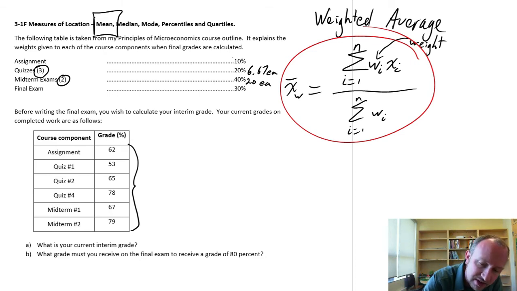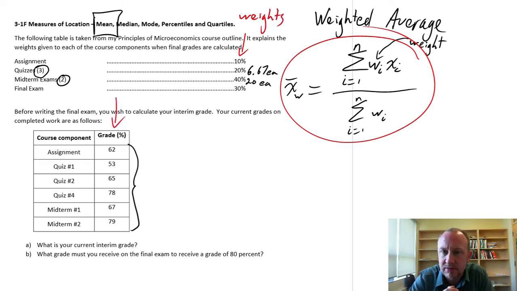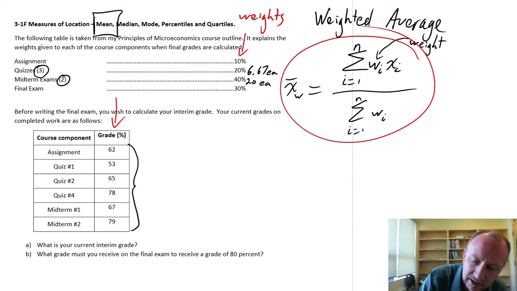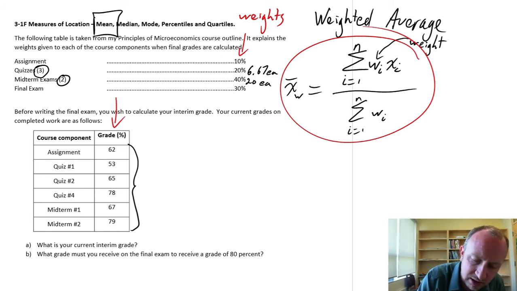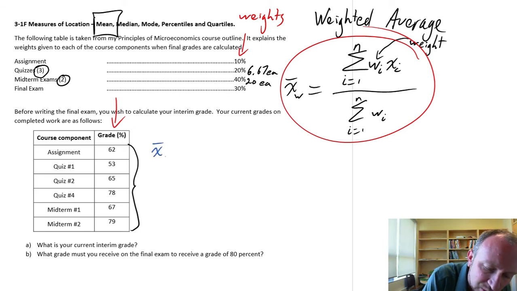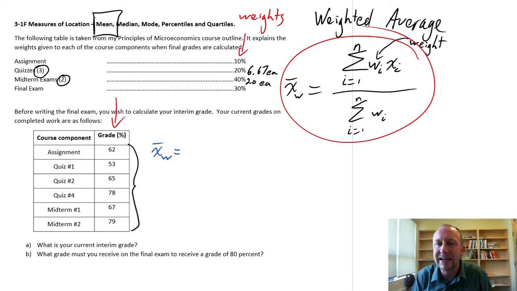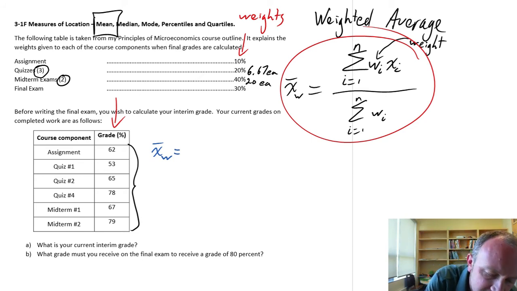What we have here, these are the weights that are applied to each of these values. So let's go ahead and write out this formula in its long form with the numbers, and it might make a little bit more sense. So let's start with blue. This is a weighted mean, so I'll put subscript W. We're working with a weighted average. And let's start at the top.